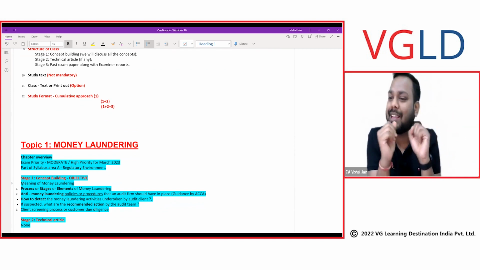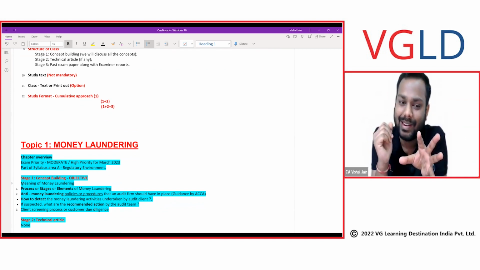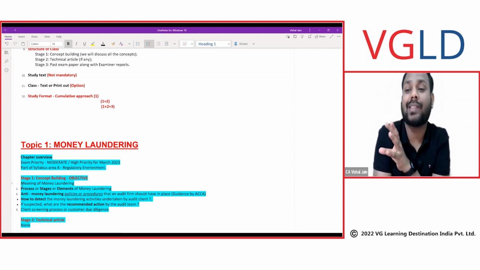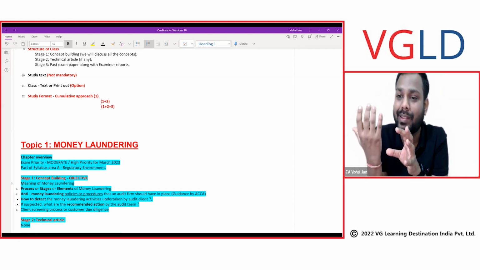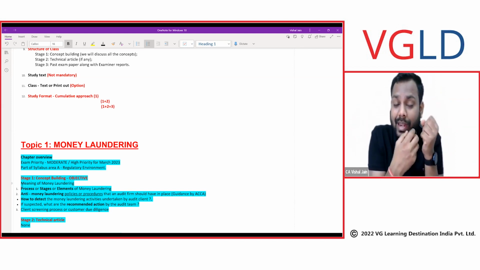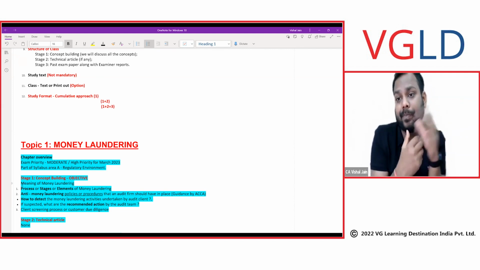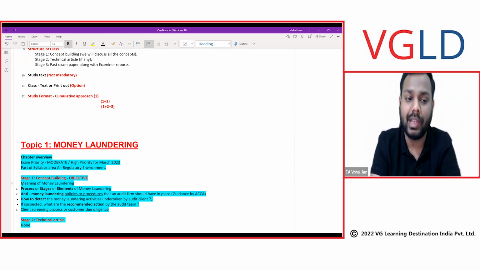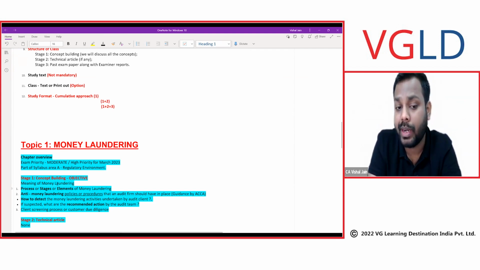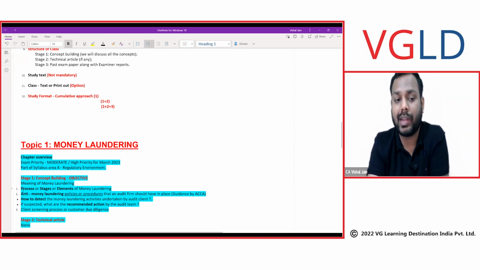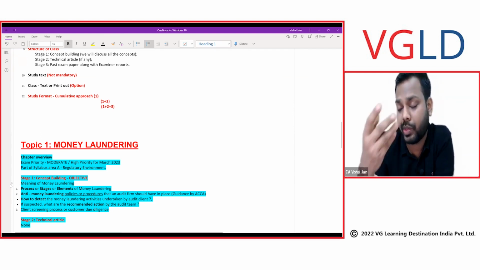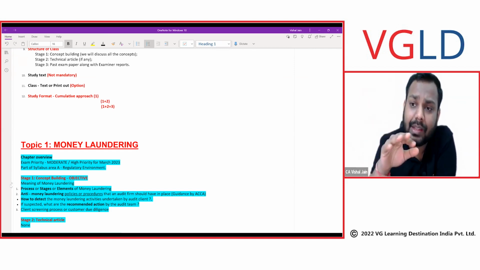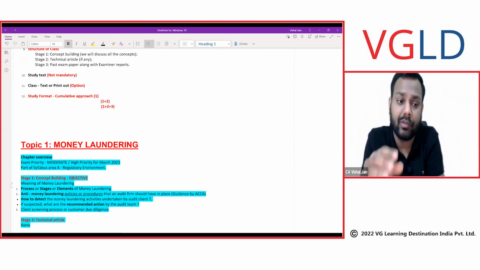Now, if you have to catch hold of a money laundering transaction, you have to understand how a money laundering transaction takes place, how the money launderers, the persons who do the money laundering, actually do it. So that's what we are studying here: the process or stages of money laundering. Basically, we'll understand what stages a money launderer applies to do money laundering. That's what we'll study in this one.